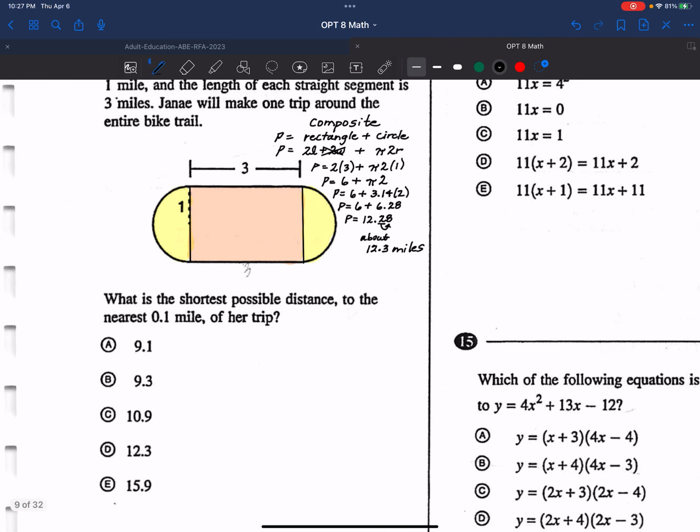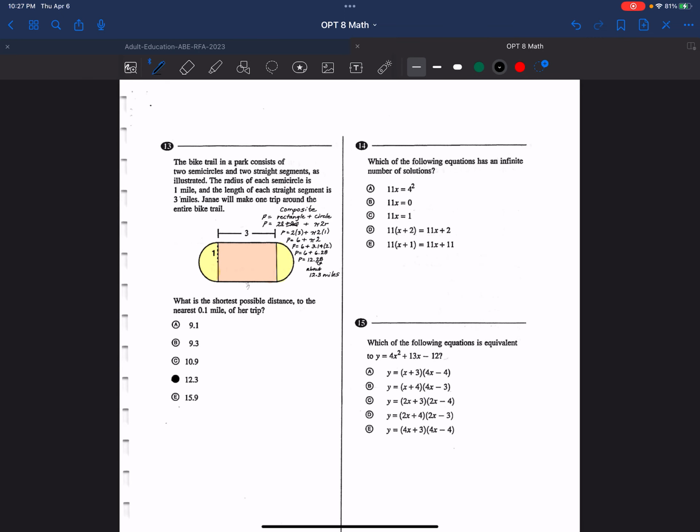So I like answer D. And I like that problem. I love geometry though.